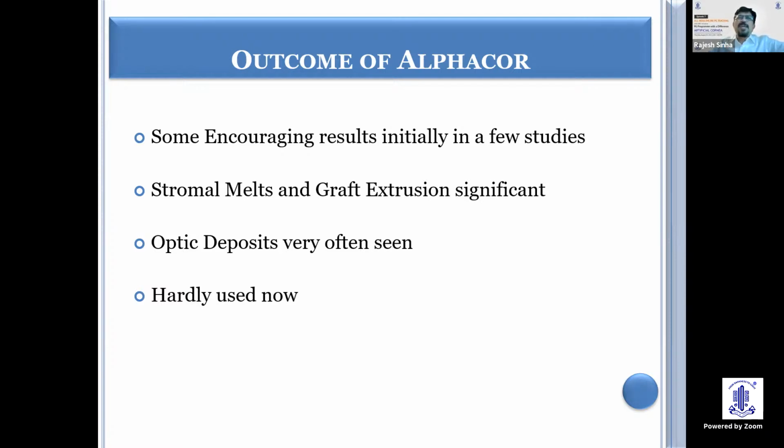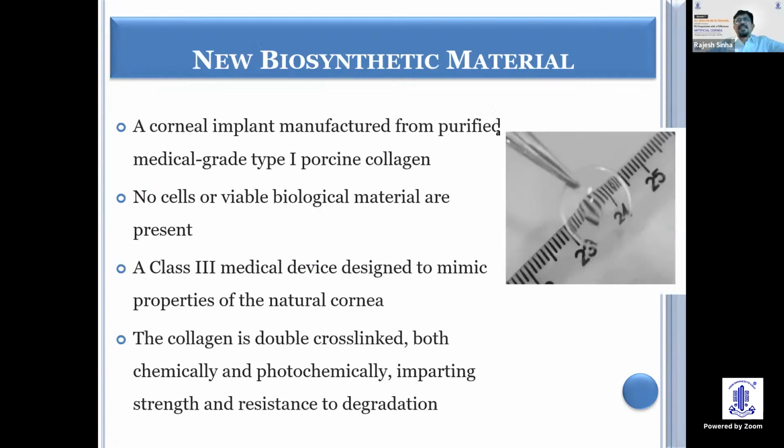And then gradually it was felt that it is not serving its purpose. So very few people are doing it now, hardly it is done. And a modification is being done on this alpha core in order to get a better outcome of these inlays. So a new biosynthetic material has now come up. And this also is kind of an inlay. This is also introduced through a pocket.